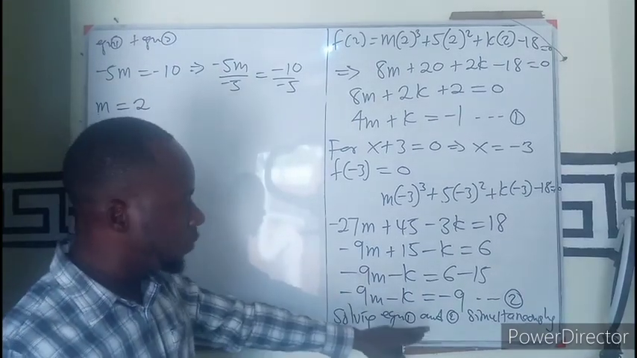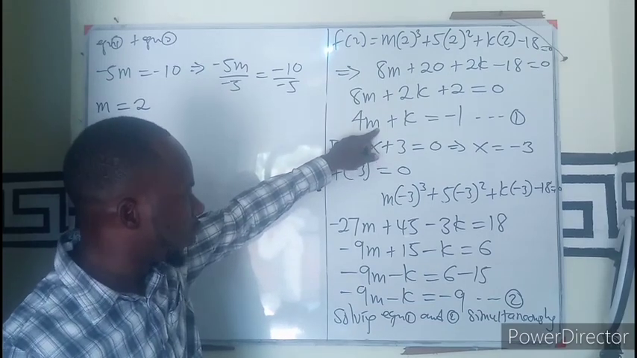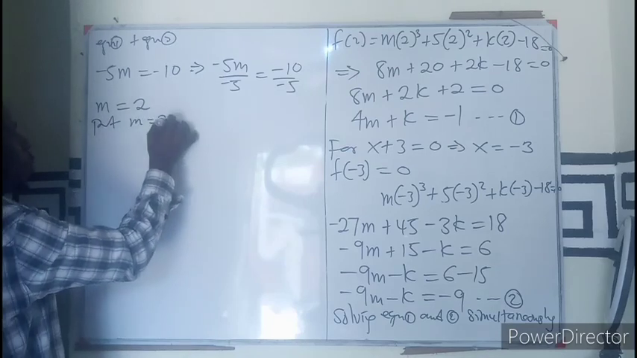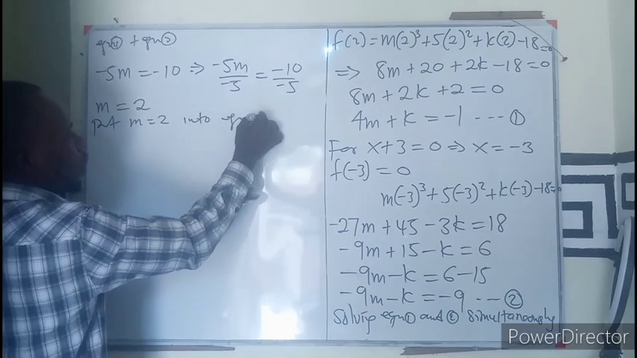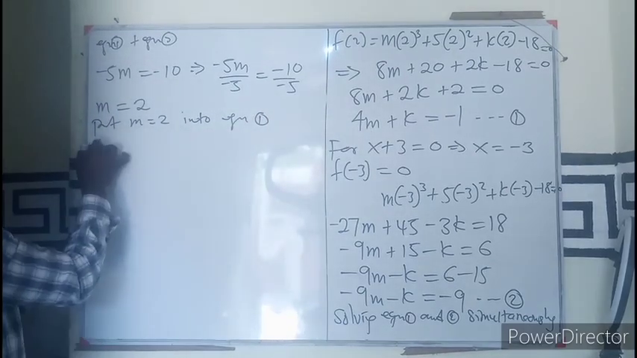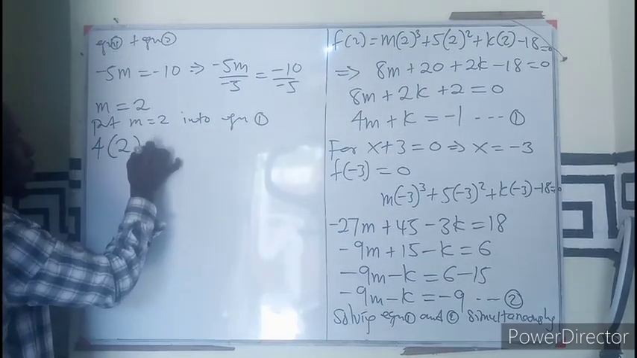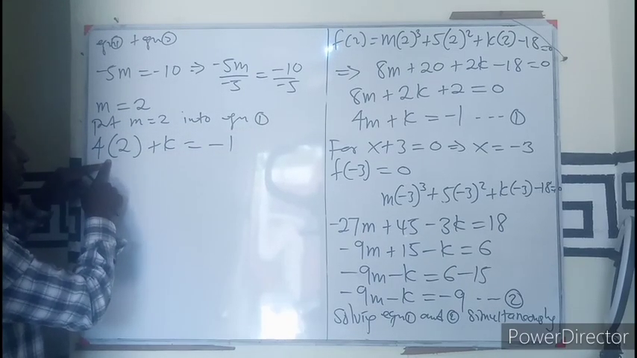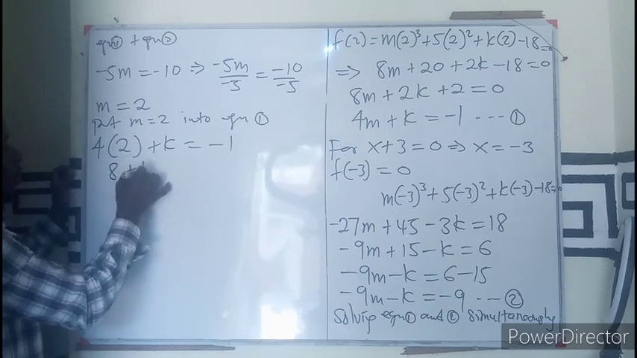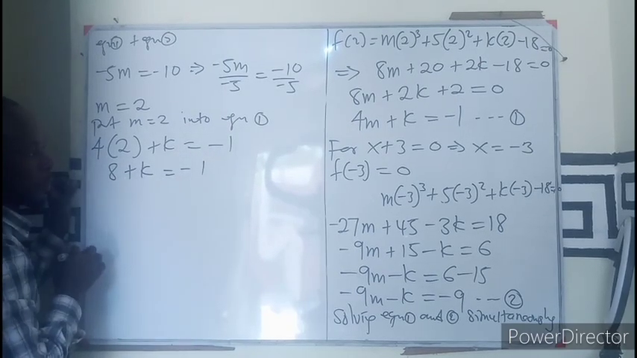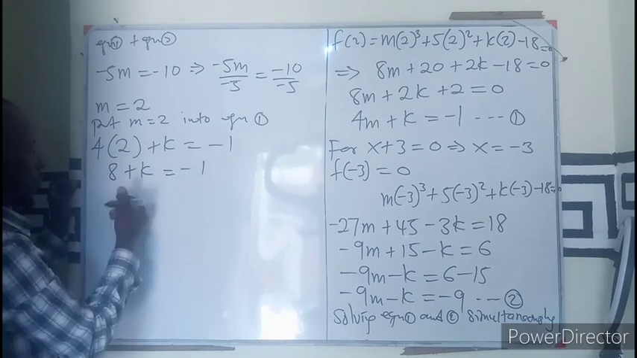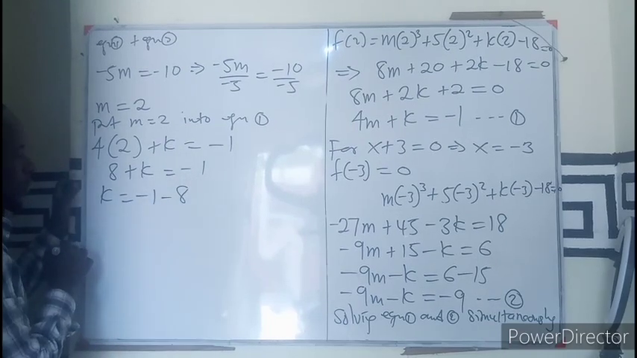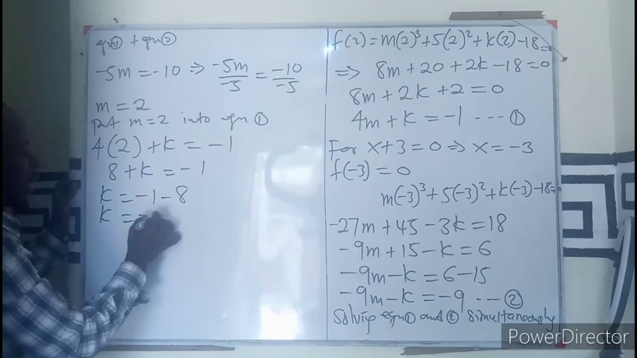So if m is positive 2, I can employ equation 1 or 2 to find the k. So put m equals 2 into equation 1, which is 4m, which is now 2, plus k equals minus 1. I believe this right here will give us 8 plus k equals negative 1. Maintaining the k, sending this across will give us k equals minus 1 minus 8, where I'll have my k equals negative 9.